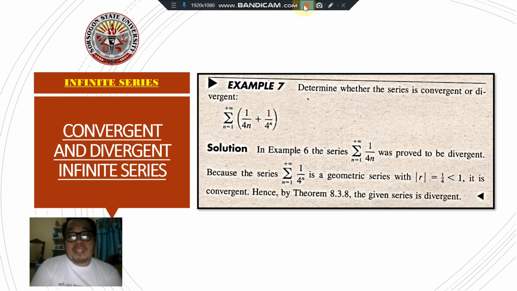So it is convergent. That is based on the theorems that we have involving geometric series, that if the absolute value of the common ratio is less than 1, then it is said to be convergent. Now, applying what we have learned on those theorems on the previous slide, involving the sum of convergent and divergent infinite series, the result is divergent. So that is the reason why on the last statement here, hence the given series is divergent.